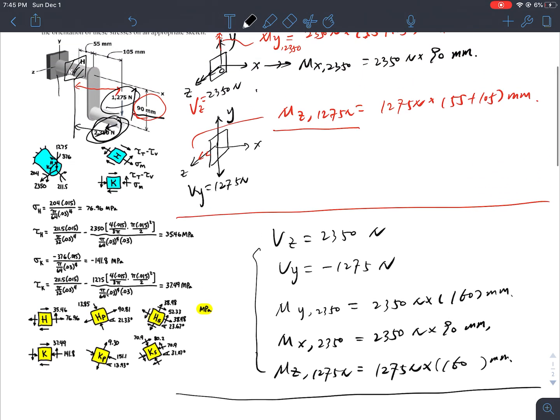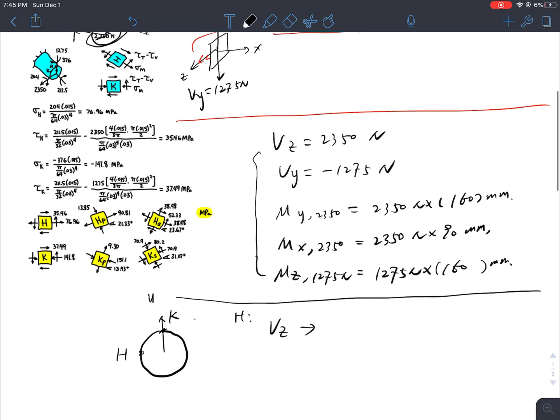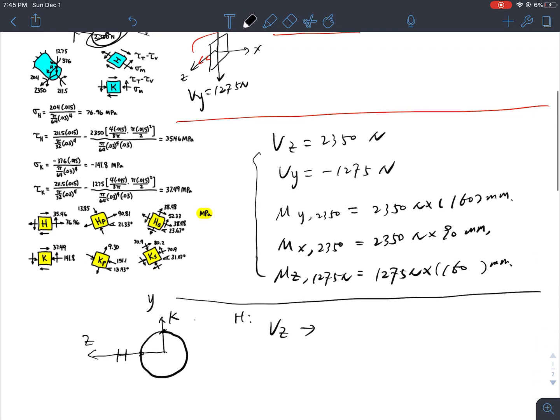Now, looking at the cross section here, again, I have a shaft. So this is H, this is K. Okay, so for Vz, let's take a look at H here. This is my neutral axis. Okay, well, I shouldn't say this because it depends on the forces, right? So actually, let's take a look. The coordinate system here is Y, the coordinate system here is Z, and X is actually pointing outwards.